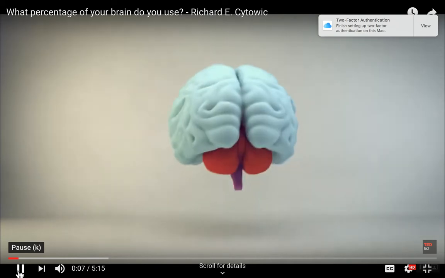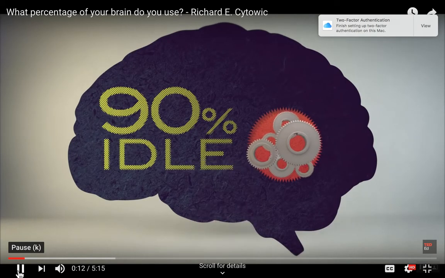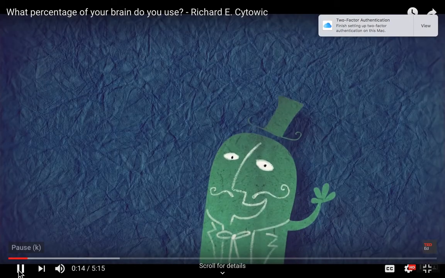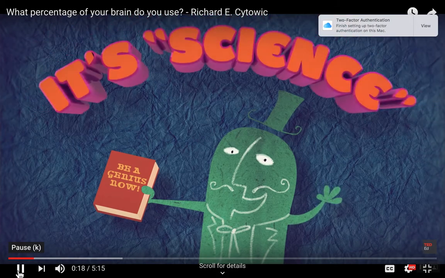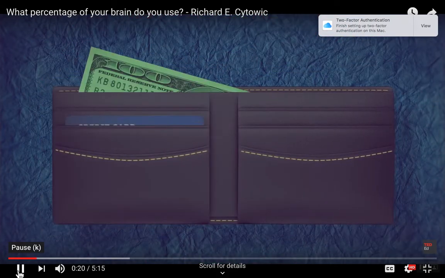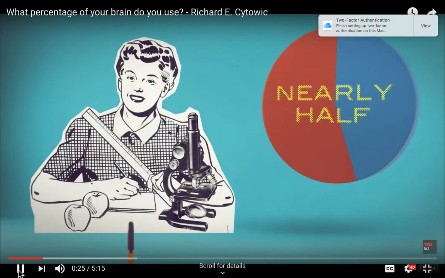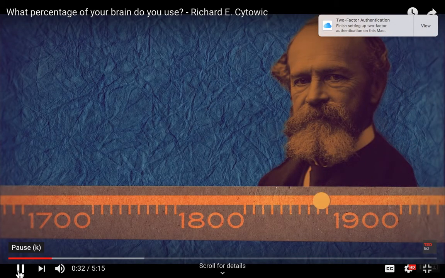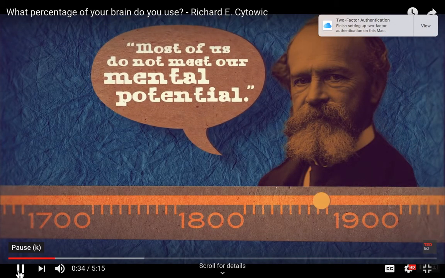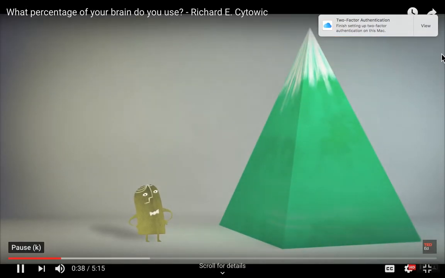An enduring myth says we use only 10% of our brain, the other 90% standing idly by for spare capacity. Hucksters promise to unlock that hidden potential with methods based on neuroscience, but all they really unlock is your wallet. Two-thirds of the public and nearly half of science teachers mistakenly believe the 10% myth. In the 1890s, William James, the father of American psychology, said, "Most of us do not meet our mental potential." James meant this as a challenge, not an indictment of scant brain usage.